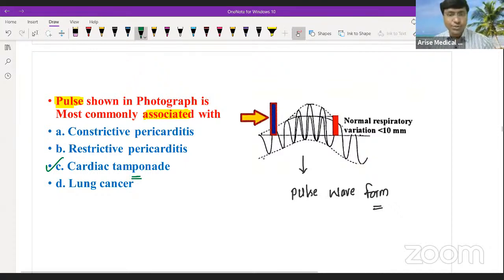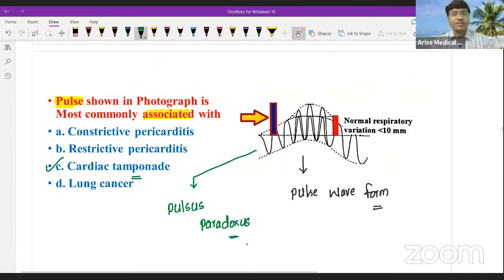So what is shown to you here? This is nothing but Pulsus paradoxus. Now, what is the definition of Pulsus paradoxus? But before that, please tell me, what are the other conditions where you will have Pulsus paradoxus? Any one of you?